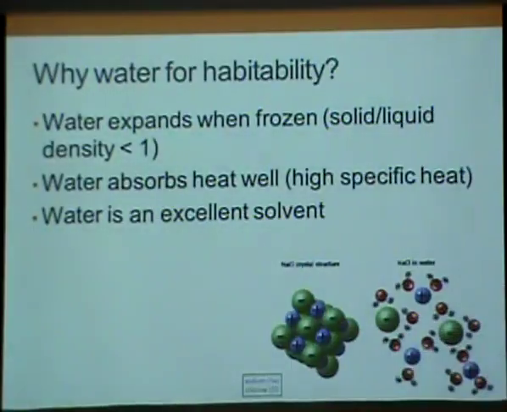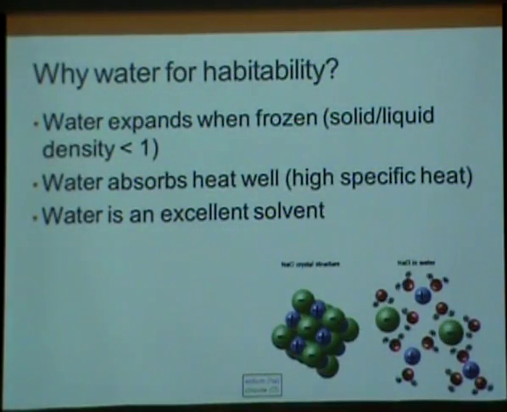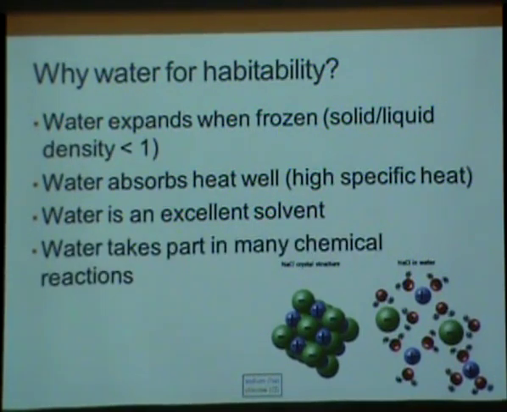Water is also an excellent solvent. You can dissolve lots of different things in water, and that's good for dispersing chemicals, different molecules that might be important for life. And along those lines, water takes part in many chemical reactions.